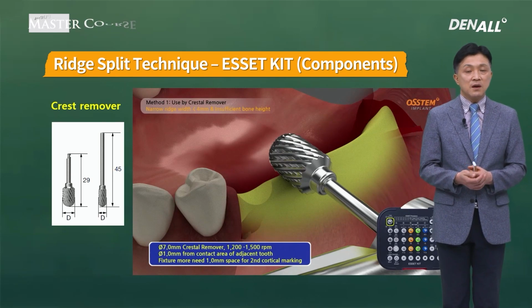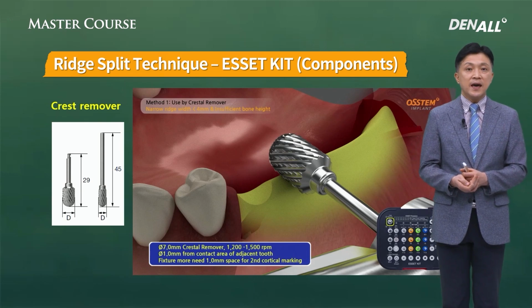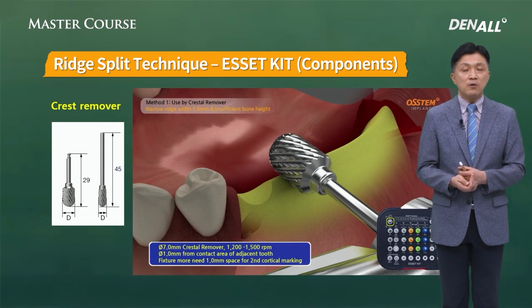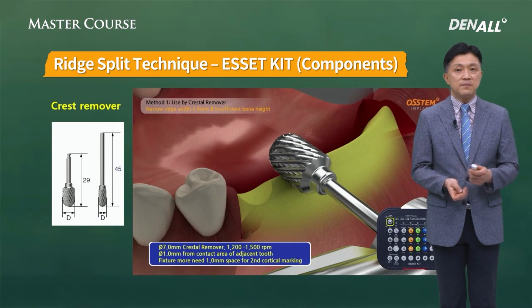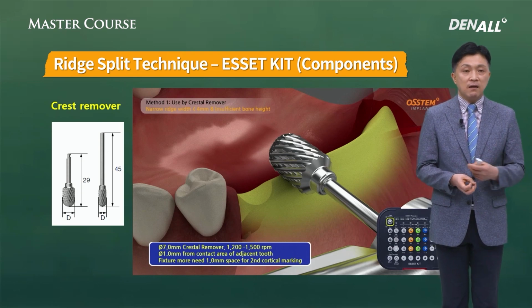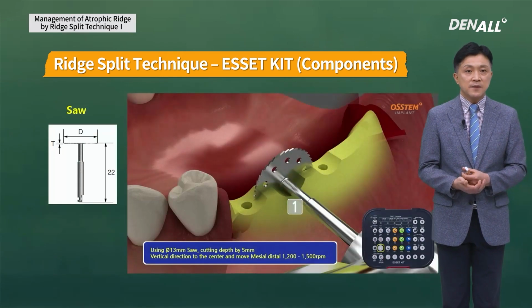If you look at the purpose, in the case of the crest remover, in the position where the implant is going to be placed, the crest remover removes the thin ridge in order to widen the width buccolingually. You can use it with a contra-angle or straight angle.